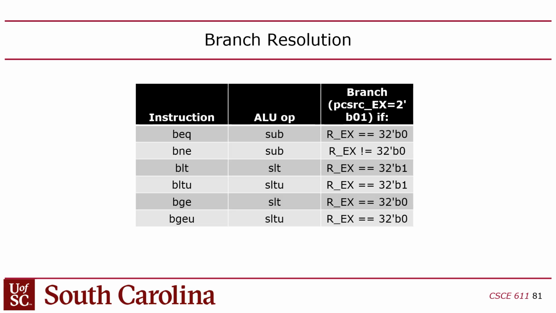If you do branch if less than, then you just use the set less than operation on the ALU, and you check the result to see if it's 1. And if you're doing branch if greater than or equal, then it's just the inverse of the less than. Makes sense, right? Notice there's no branch if greater than instruction.